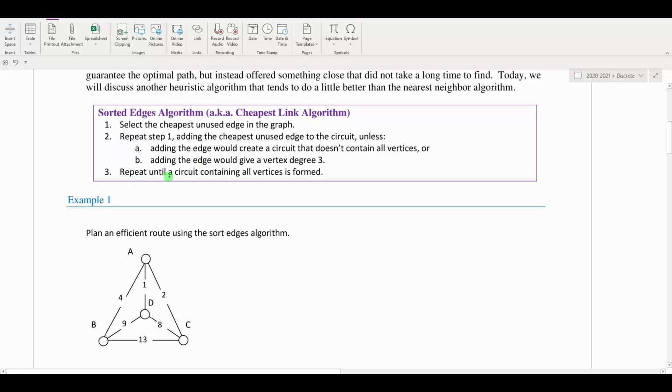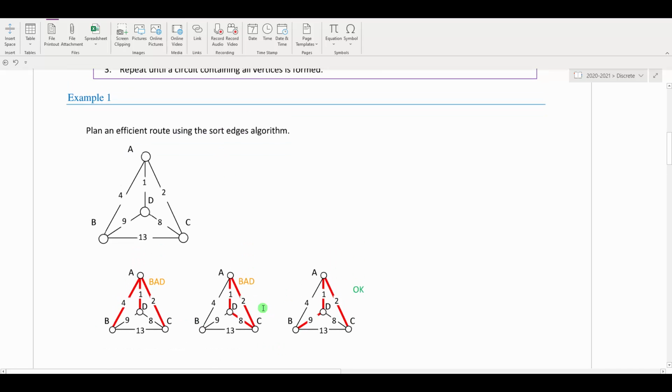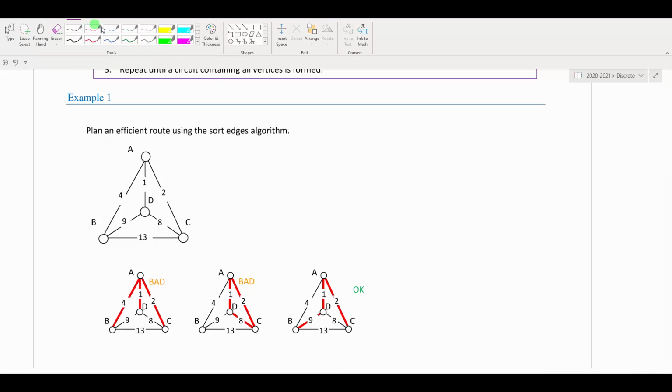All right, and we're just going to keep repeating this until a circuit that contains all the vertices is formed. Let's look at an example and see how this works. For right now, ignore these things down here. We'll talk about those in just a minute. But let's go ahead and do sorted edges. So I'm going to grab a highlighter. I like highlighters for this particular algorithm.